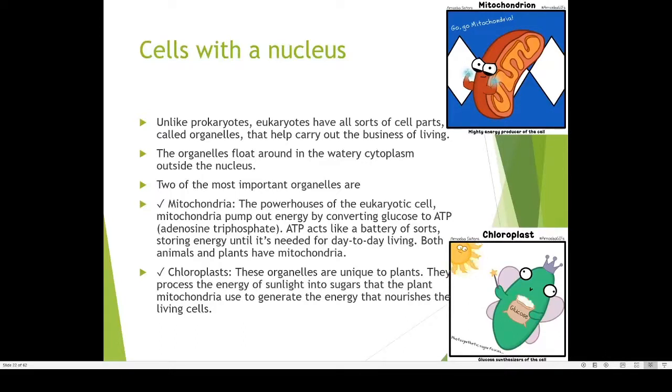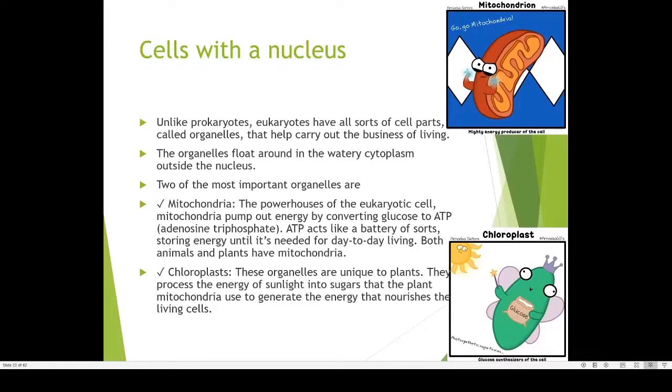Next is your chloroplasts. These organelles are unique to plants. They process the energy of sunlight into sugars that the plant mitochondria use to generate the energy that nourishes the living cells. So it's really nice if you're a plant. You don't need to eat at all. You have your chloroplasts, and that's enough to power you up. It's very cheap being a plant, right?